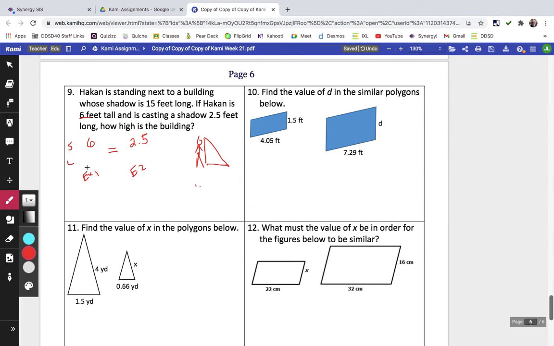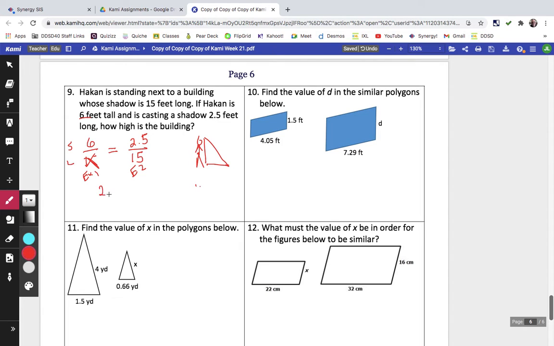Okay, and then the large thing is the building. But we don't know what that is, so we'll put x. And the building shadow is 15 feet. So example 1 is the height, and example 2 are the shadows. We could have done it a little different way, but this will also work.